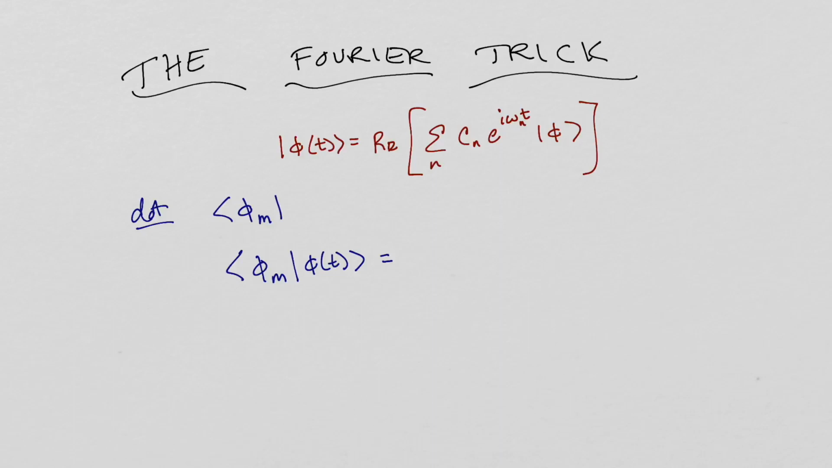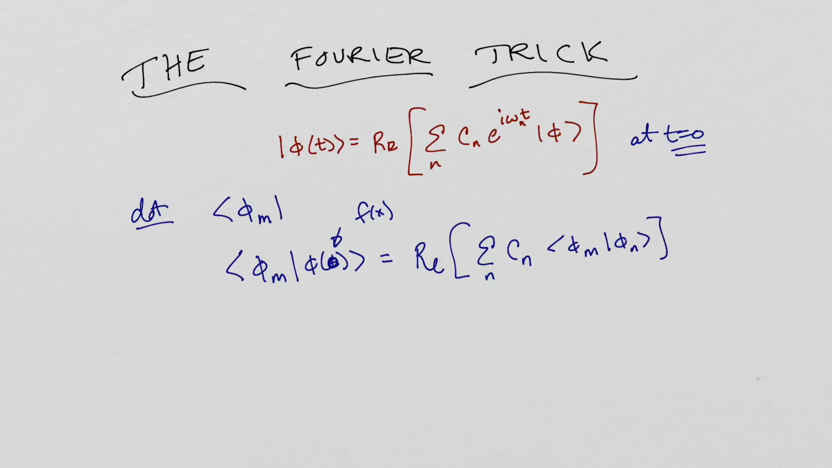Of course, I almost did it again. At t equals 0, this is just going to be f of x. That's the initial condition, the place I'm going to use to define my modes. And so I now have the real part of the sum over n of c sub n e to the i omega t times phi sub m. Of course, there's an n missing there.